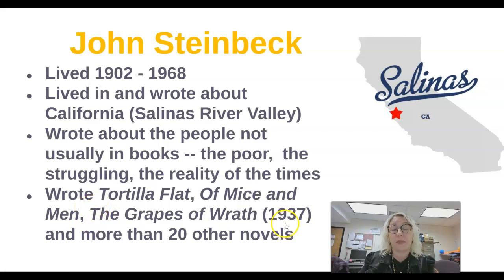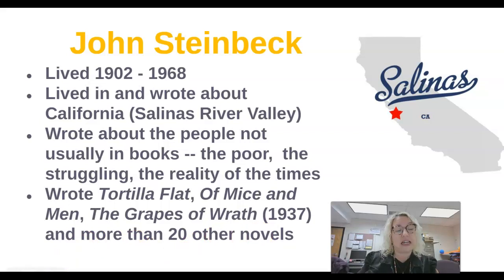The Grapes of Wrath is probably his best known book. And he wrote, I've got my dates wrong. Of Mice and Men was 1937. The Grapes of Wrath is 1939. So this is the one that's probably best known, The Grapes of Wrath, and he won a Pulitzer for it. But Of Mice and Men is also very well known, and also much shorter than The Grapes of Wrath. So that's a good thing about it. He wrote also more than 20 other novels over the course of his life.